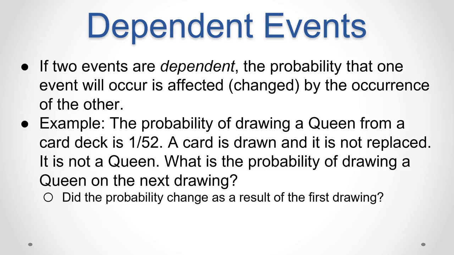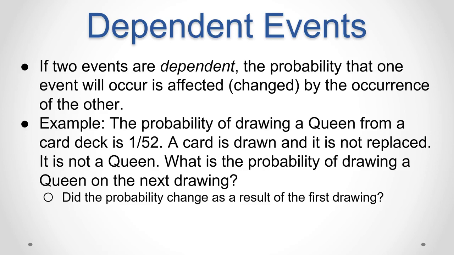Step 2, ask yourself, does one event in any way affect the outcome of the other event? If yes, you're done. It's a dependent event. If no, you're done. It's an independent event.